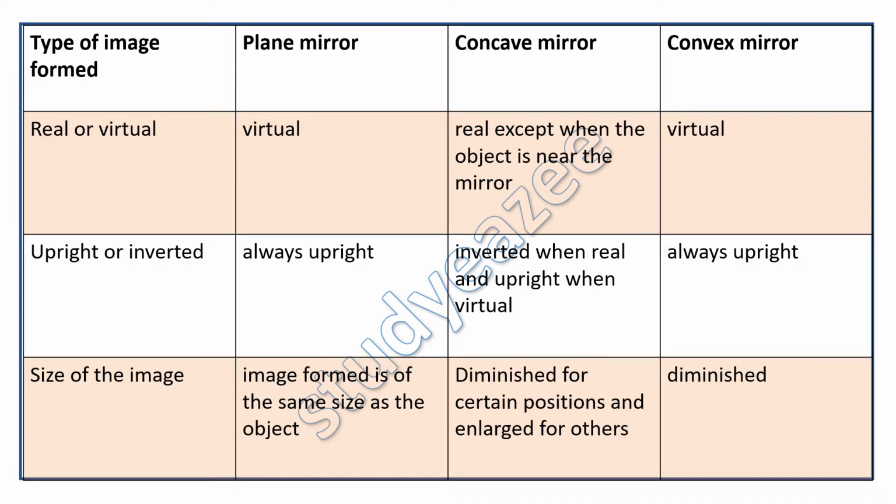The image formed in the plane mirror is of the same size as the object. In a concave mirror, the image is diminished for certain positions and enlarged for others. In a convex mirror, it is diminished.